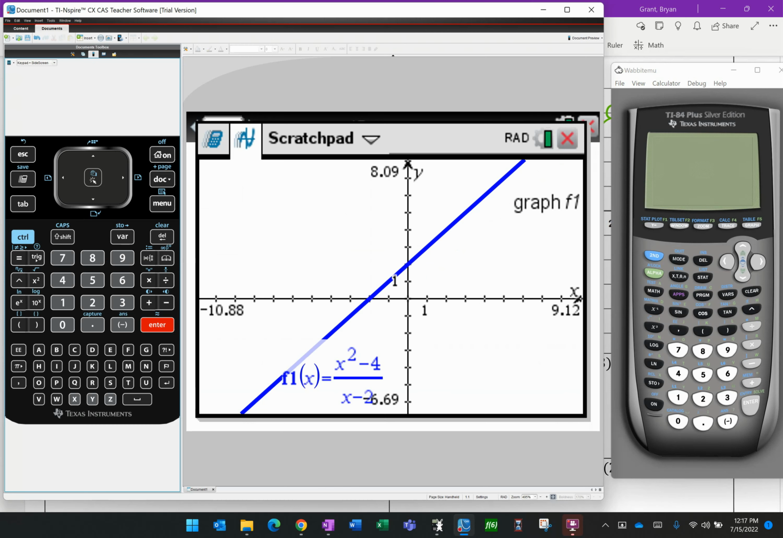We have currently graphed a function that is known as x squared minus 4 over x minus 2. And the 84 has named that function y sub 1. This is a little subscript, one of those tiny ones next to the y. The Inspire has named your function f1 of x. They have this of x in there. And with names come power. We can use those names to perform operations, right?